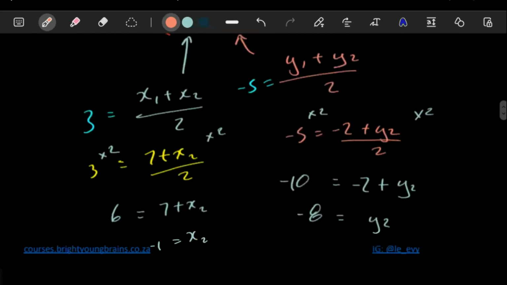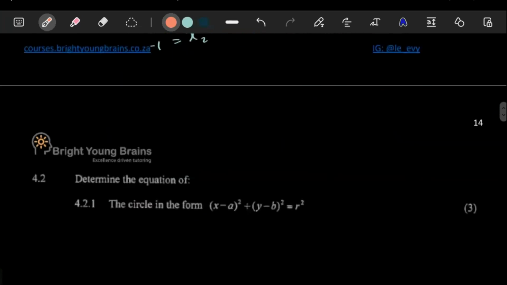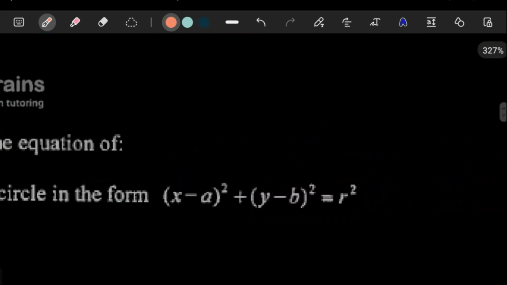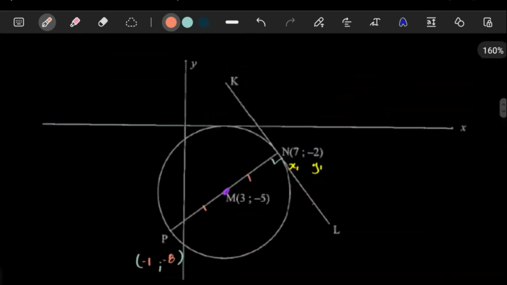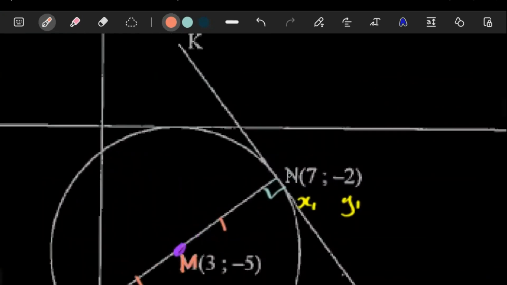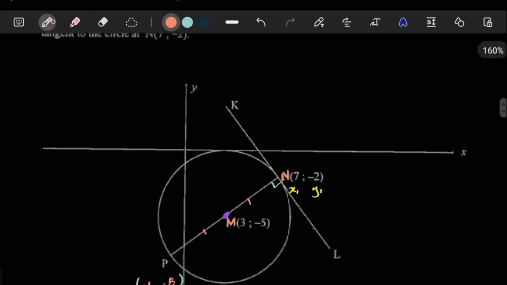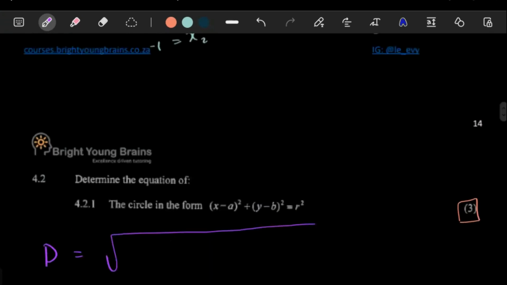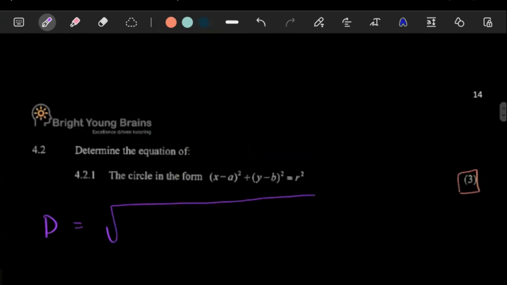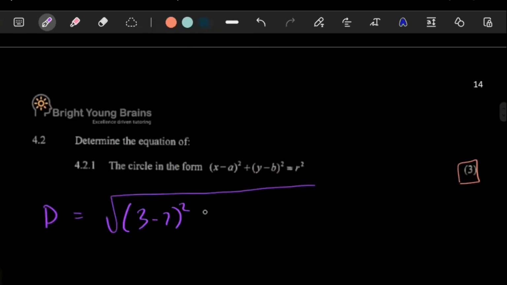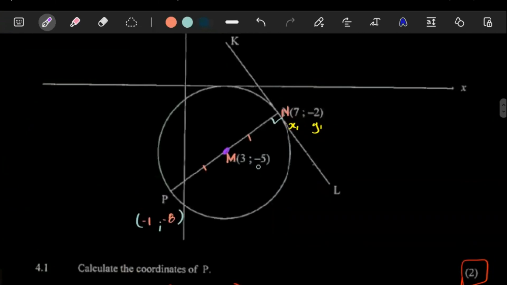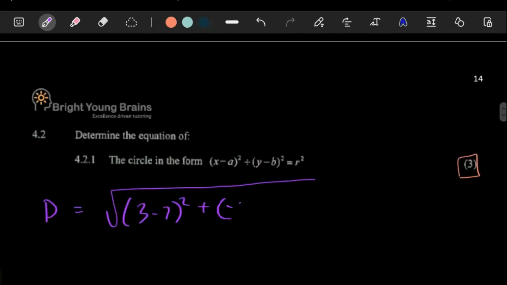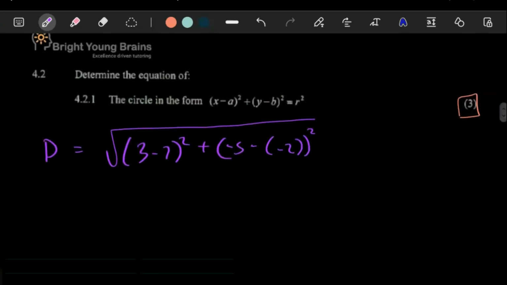And then 4.2.1. Wait, really? Yeah, 4.2.1 says determine the equation of the circle in this format. Determining the equation of our circle is very easy because we have the center, we have the radius also, because it's just going to be the distance MN, of which you could literally just use the distance formula. So in the distance formula, we're going to have a square root. We're going to say 3 minus 7 squared. The other one, negative 5 minus negative 2.